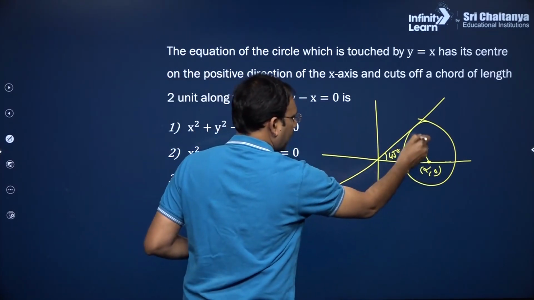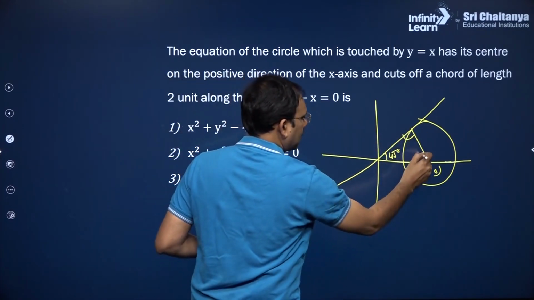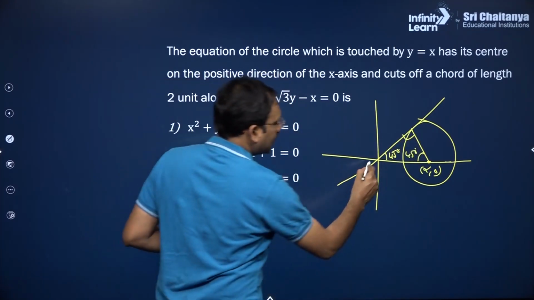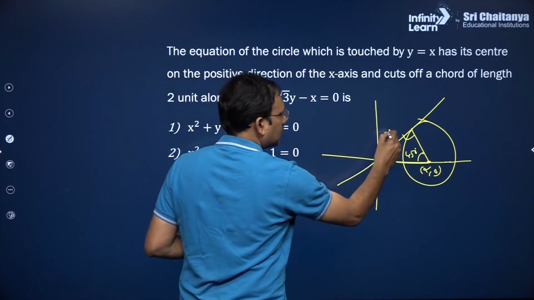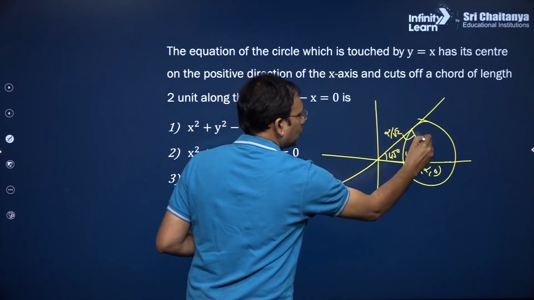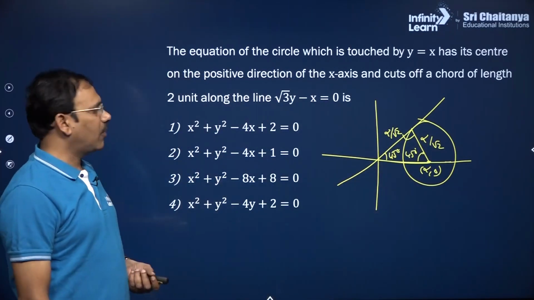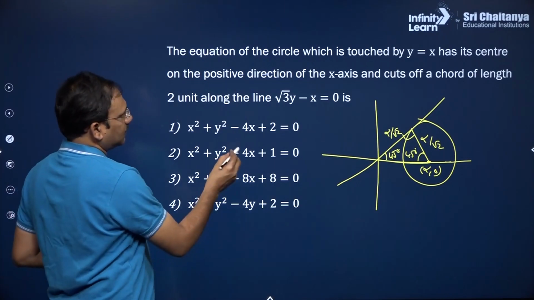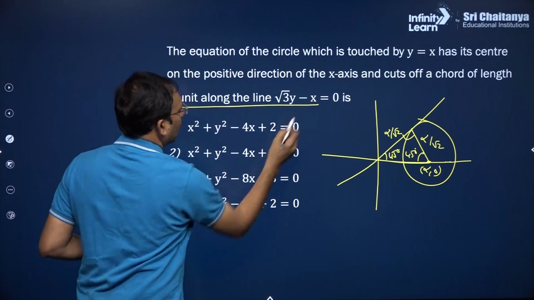Now you just drop a perpendicular, because radius is perpendicular to tangent, here 90, so this is also 45 degrees, my dear friends. So already this is alpha I have taken. So hypotenuse alpha means this is alpha by root 2, this is also alpha by root 2. Radius of the circle is alpha by root 2, my dear friends. Next he has given the data, this circle cuts a chord of length 2 units along this line.